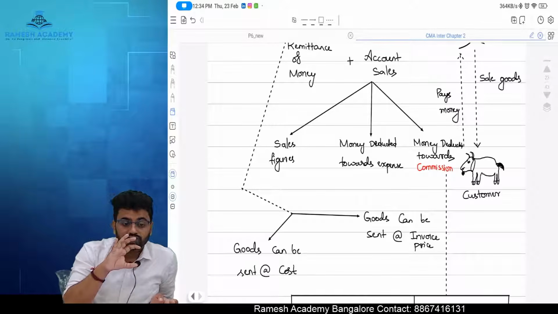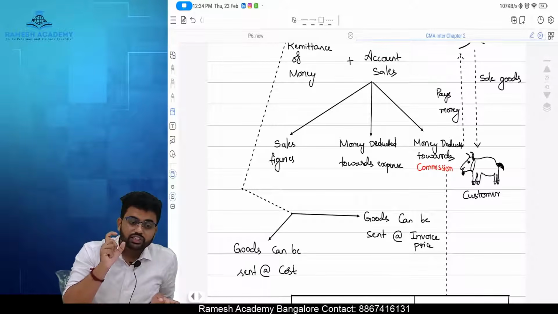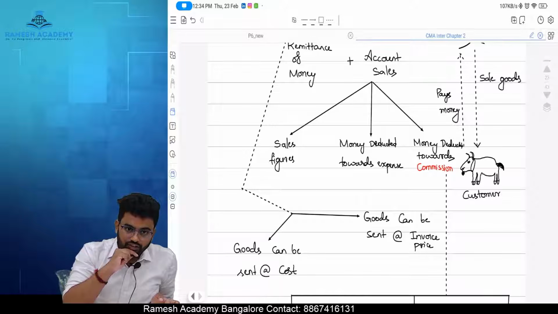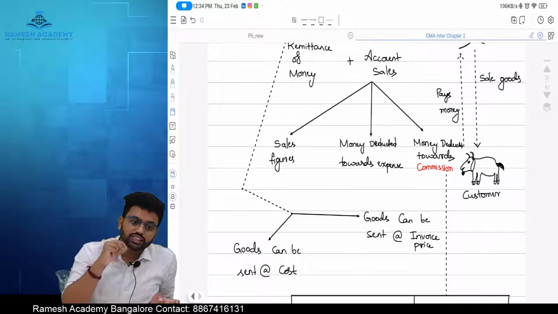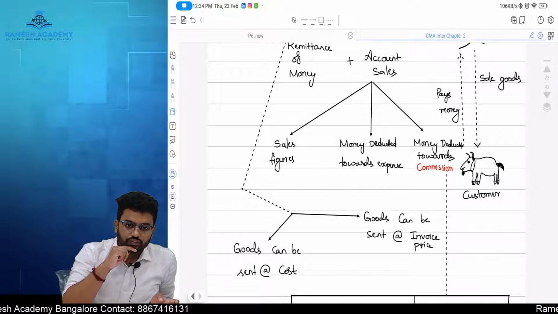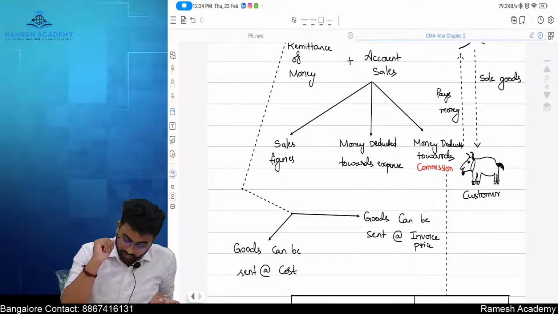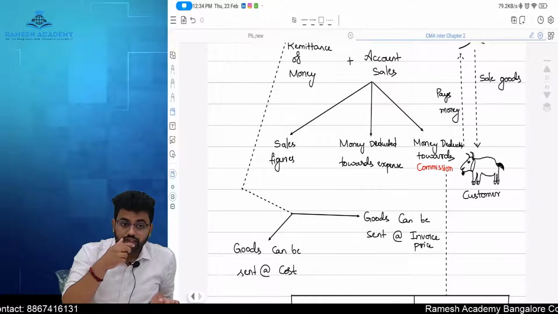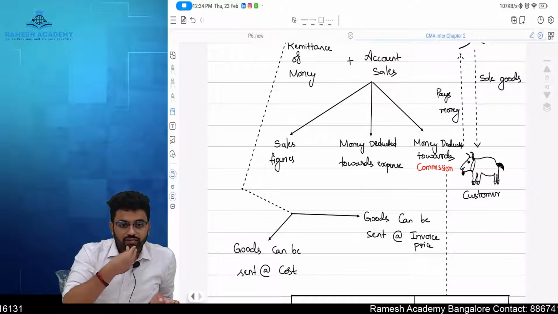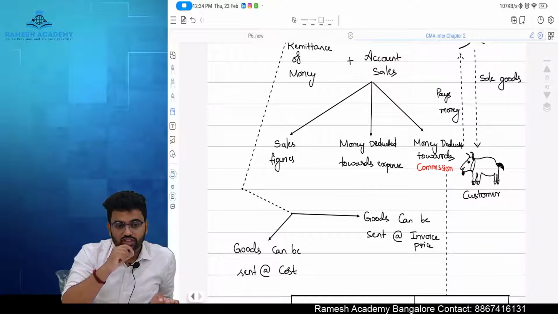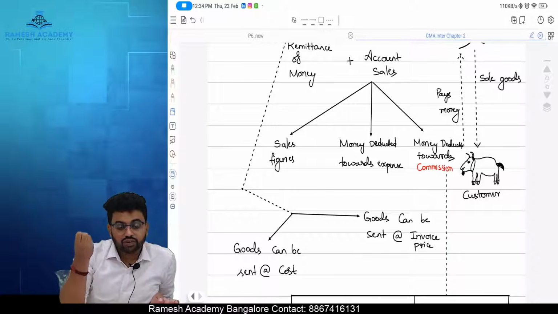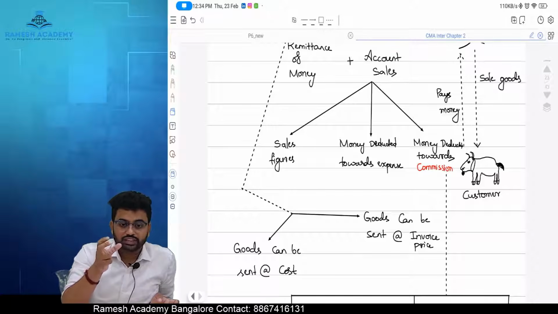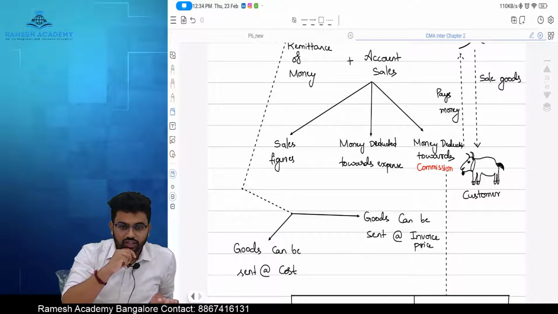If it is sent at cost price, there is no need to adjust the loading. But if it's sent at an invoice price, we have to adjust the loading. Okay, sir. What do you mean by loading now? Loading is nothing but the profit element which is added to the cost while computing the invoice price. For example, the cost of the goods sent is 100. You are sending at an invoice price of 125. So the 25 rupees, no, that is called loading.